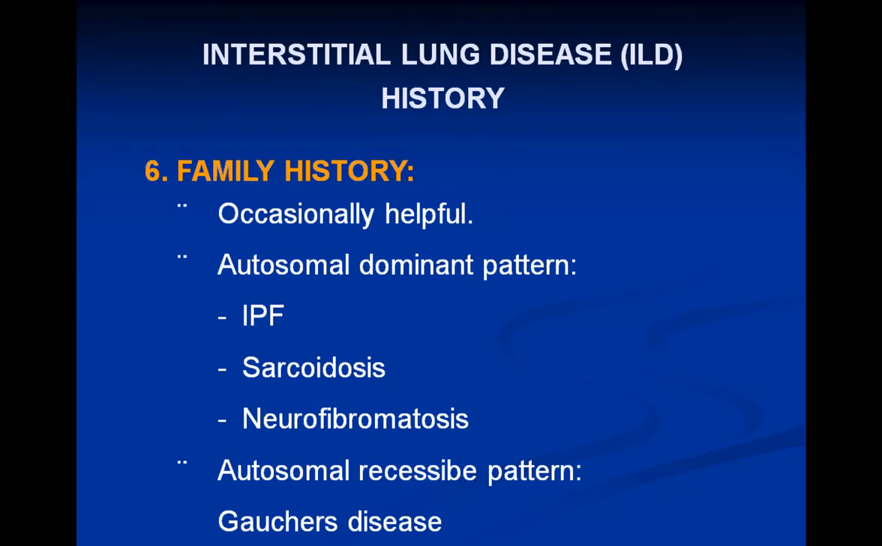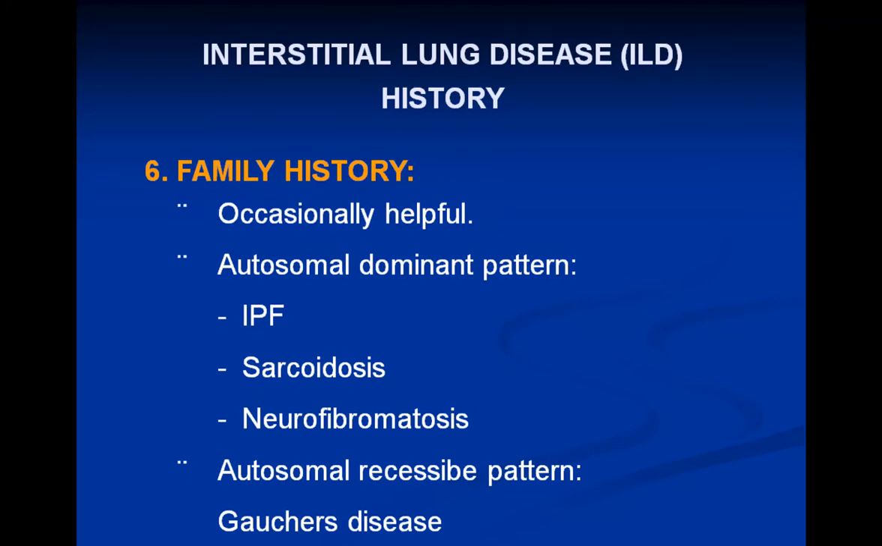In some forms of non-specific interstitial pneumonia, because of the fibrosis, the pathogenesis mimics that of idiopathic pulmonary fibrosis, where in both there will be fibrosis. But some cases of non-specific interstitial pneumonia can be without fibrosis, that is the cellular form. Some cases show an autosomal dominant pattern like IPF. Autosomal dominant patterns are seen not only in IPF but also in sarcoidosis and neurofibromatosis; an autosomal recessive pattern is seen in Gaucher's disease.